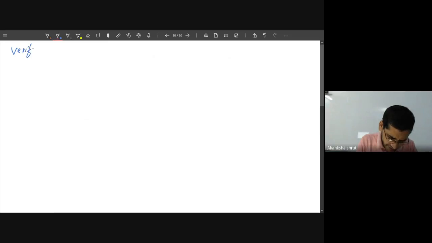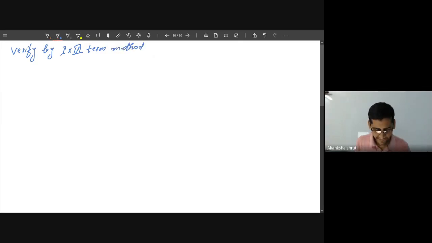So, right, we want to verify by the splitting the middle term method. This method we want to verify. See, what do we have? We have 4x square plus 12xy plus 9.